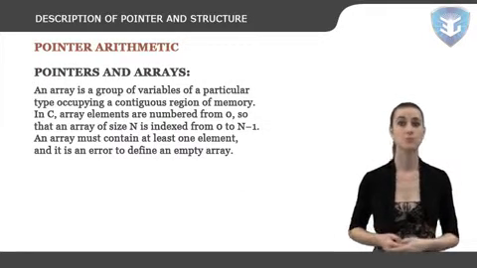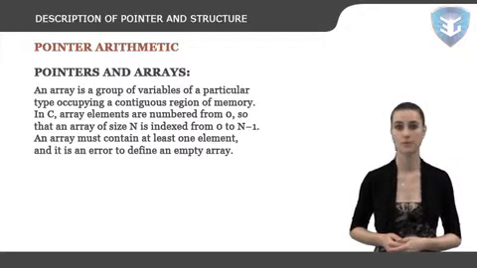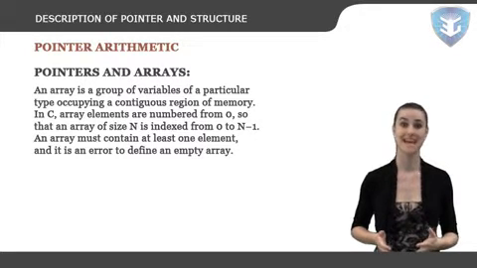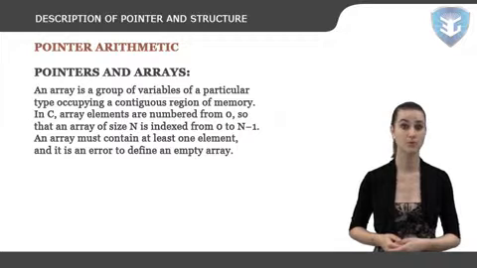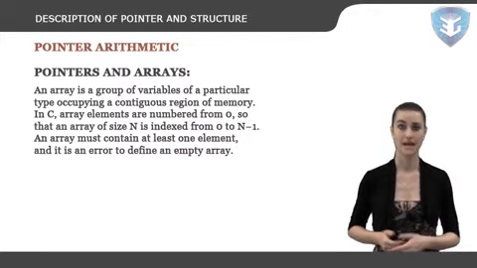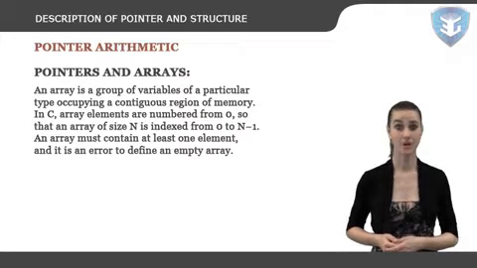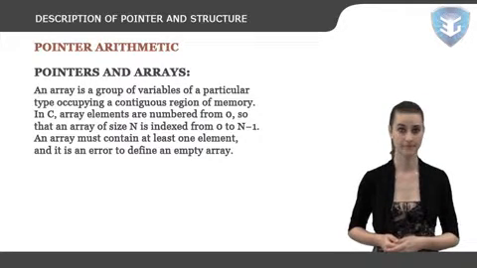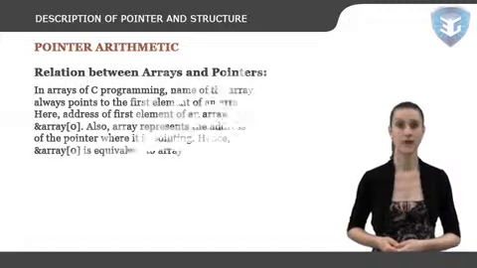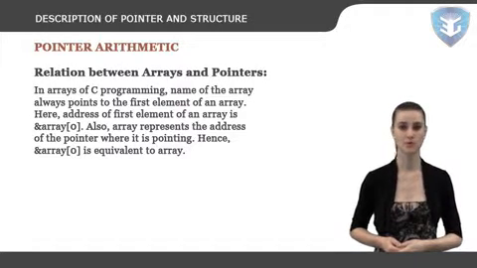An array is a group of variables of a particular type occupying a contiguous region of memory. In C, array elements are numbered from 0, so that an array of size n is indexed from 0 to n minus 1. An array must contain at least one element, and it is an error to define an empty array. Relation between arrays and pointers.